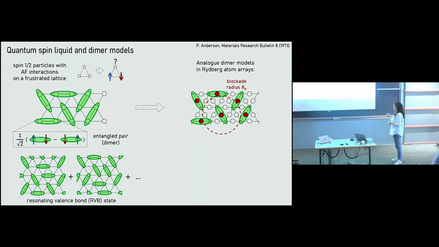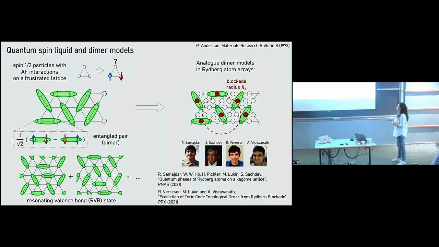So it turns out that it doesn't really work for the triangular lattice. I'm kind of cheating here. You don't get this nice dimer model mapping. But a couple of years ago now, there were some studies by two groups at Harvard where they looked into this idea of mapping dimer models using Rydberg atoms.